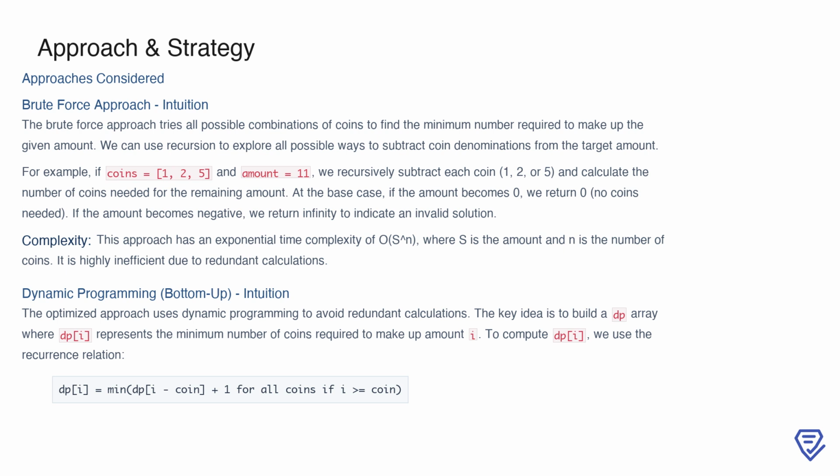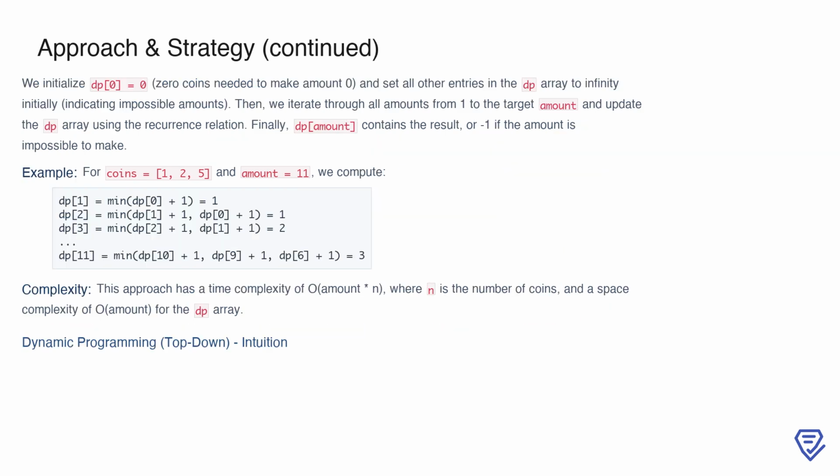In the dynamic programming bottom-up approach, we avoid redundant calculations by systematically building solutions for smaller subproblems. By storing these intermediate results, we can compute the minimum coins needed for any amount efficiently. Let's see how this works in detail. In the bottom-up dynamic programming approach, we start by initializing a dp array where dp[i] represents the minimum number of coins required to make up amount i. To begin, we set dp[0] equals 0 since no coins are needed to make amount 0. For all other amounts, we initialize the entries in the dp array to infinity, indicating that they are initially impossible to make.